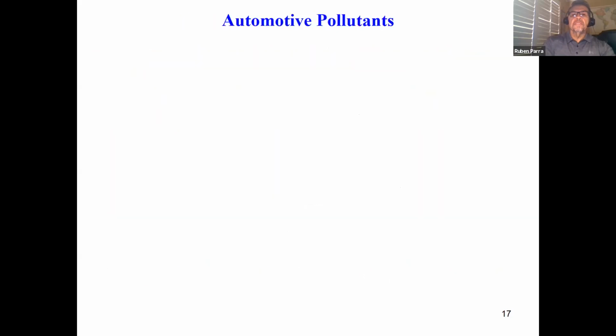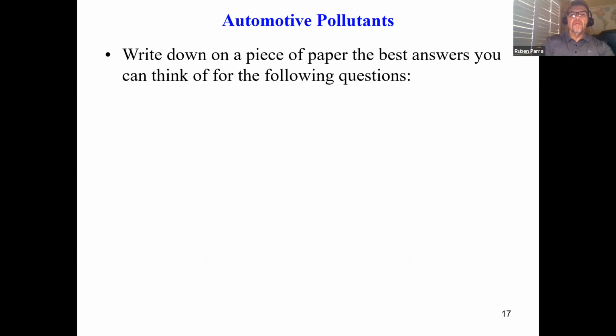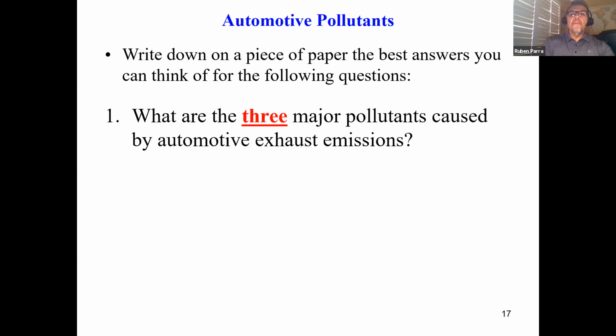Okay, moving on. So right now we're gonna talk about automotive pollutants. Automotive pollutants, okay? What does that mean? That means unhealthy emissions coming out of the vehicle, okay? So on automotive pollutants, I want you to go ahead and write down on a piece of paper the answers to the following question. What are the 3 major pollutants caused by automotive exhaust emissions? So what 3 major automotive pollutants are caused by the automotive exhaust system? Please take a second and write those down, okay?